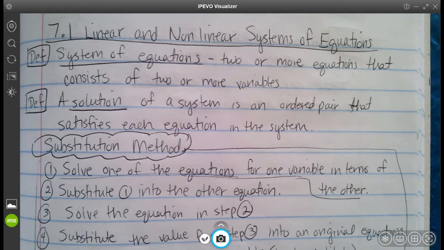A system of equations is two or more equations that consist of two or more variables. And a solution to the system is basically the ordered pair that makes each of these equations true. So it satisfies both equations in the system.